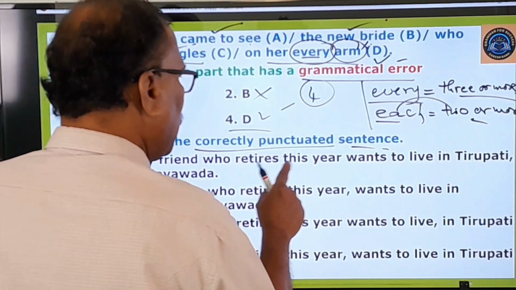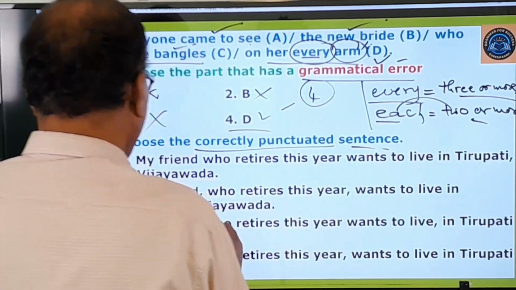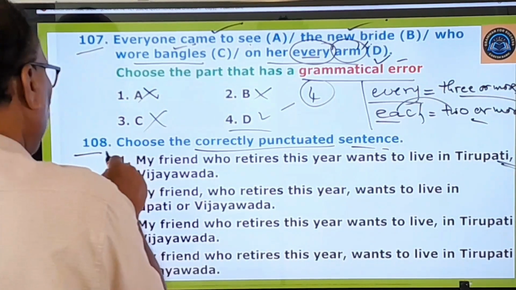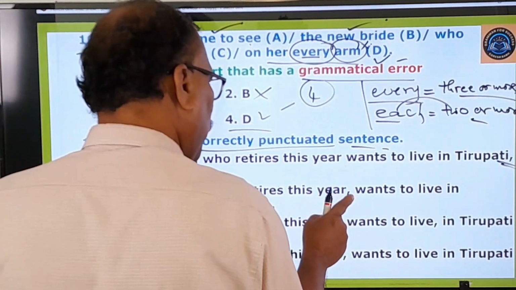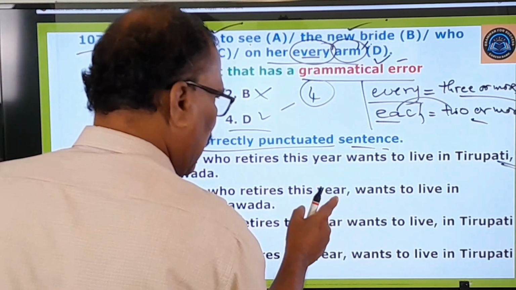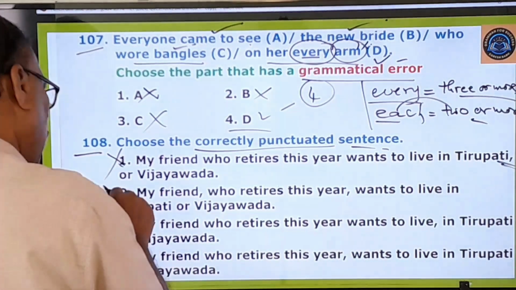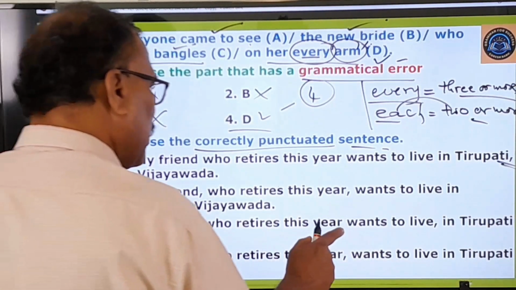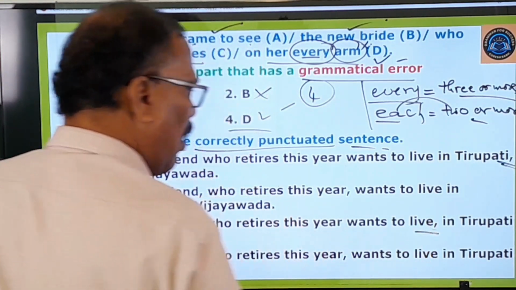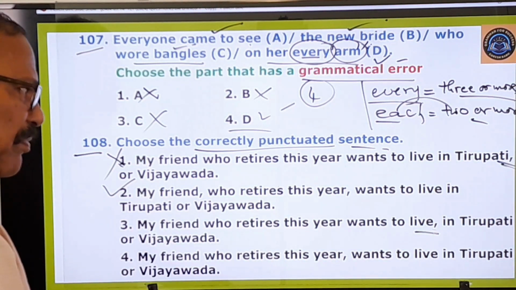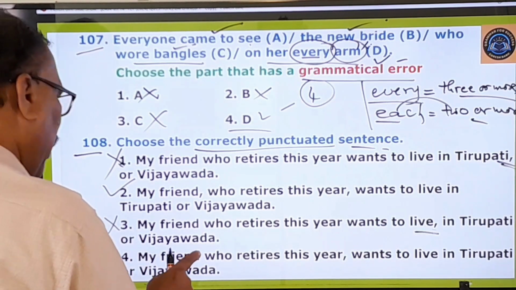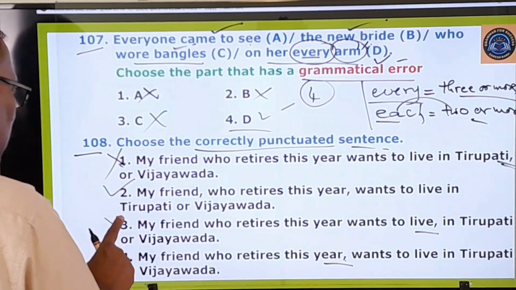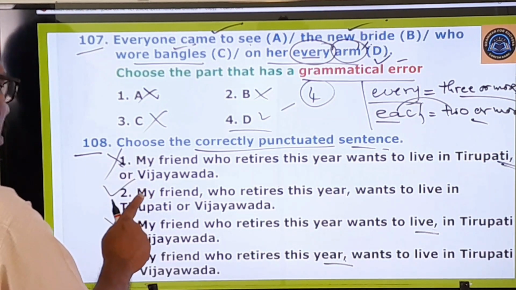My friend who retires this year wants to live in Tirupati, comma, Vijayawada. Tirupati or, comma: between 'or' you never use any comma. So this is wrong. The next one: my friend, comma, who retires this year, comma, wants to live in Tirupati or Vijayawada. This is absolutely correct. In the 3rd one, my friend who retires this year wants to live, a comma is unnecessarily used after the verb live. To infinitive, so live in Tirupati. Therefore this is wrong. In the 4th, after year there is a comma, which is meaningless. So the 1st, 3rd and 4th are absolutely wrong. Only the 2nd one is right.